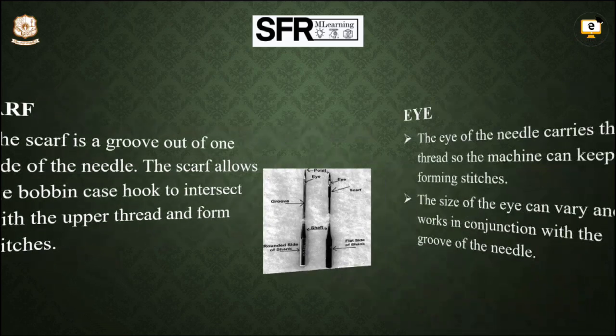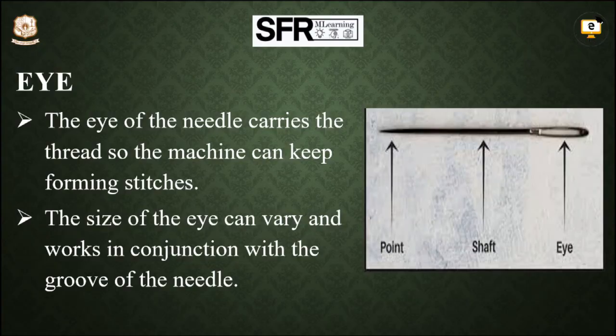Eye. The eye of the needle carries the thread so the machine can keep forming stitches. The size of the eye can vary and works in conjunction with the groove of the needle. Using a needle with an eye that is too small or too large can cause your thread to shred and break. The end part of the needle is the eye.